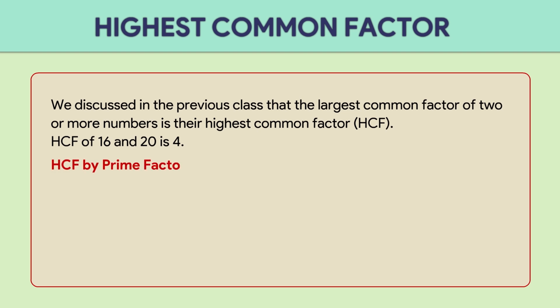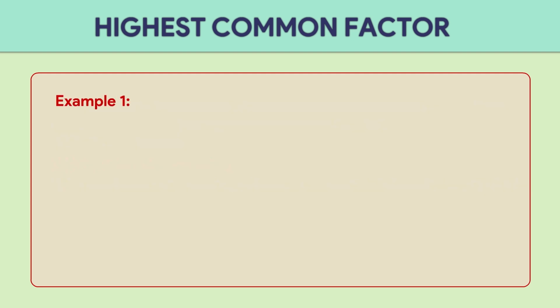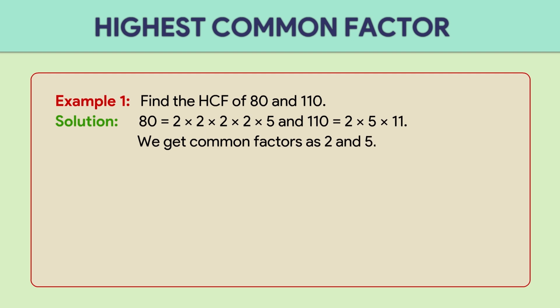HCF by prime factorization. If the numbers are not too large, then we use the prime factorization method. Example 1. Find the HCF of 80 and 110. Solution: 80 is equal to 2 times 2 times 2 times 2 times 5 and 110 is equal to 2 times 5 times 11. We get common factors as 2 and 5. So, HCF is equal to 2 times 5 equals 10.